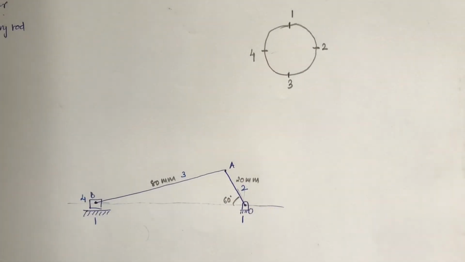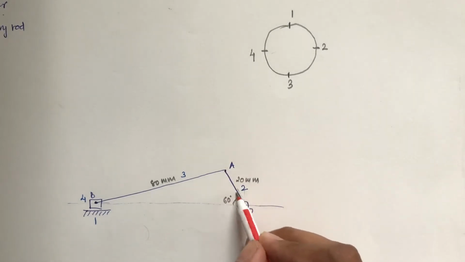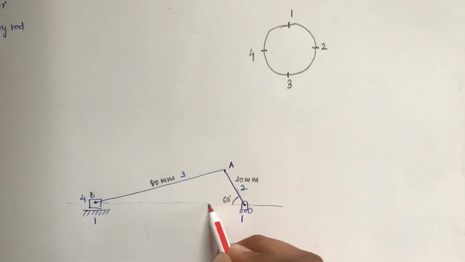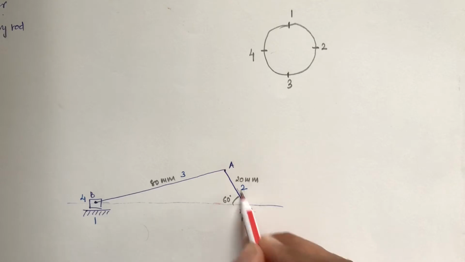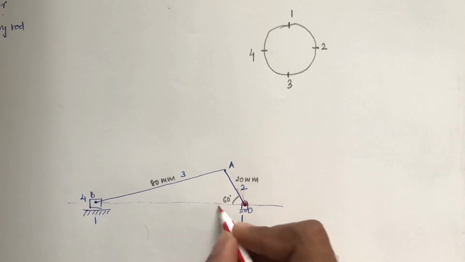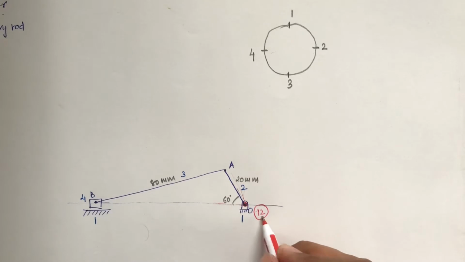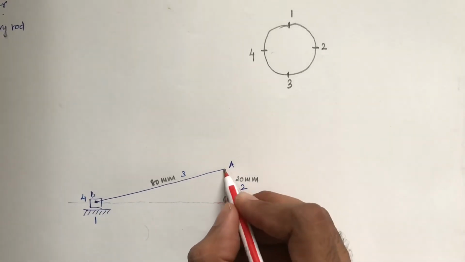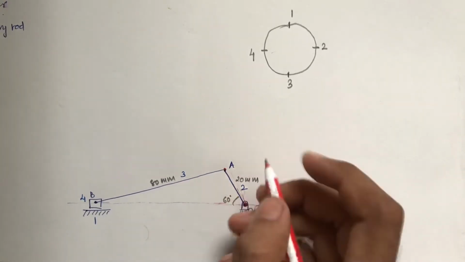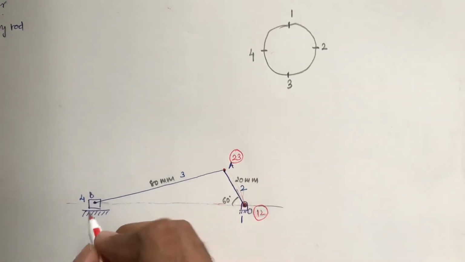Now locate the instantaneous centers which are available. For two binary links, say this one is the first binary link and here the fixed one is the second binary link. For two binary links, the instantaneous center is at the connection. So this connection is called link one and two, so it is called 1 2. In ascending order we will write. So 1 and 2. At this A point, the second link and third link are connected, so that is called the 2 3 instantaneous center.